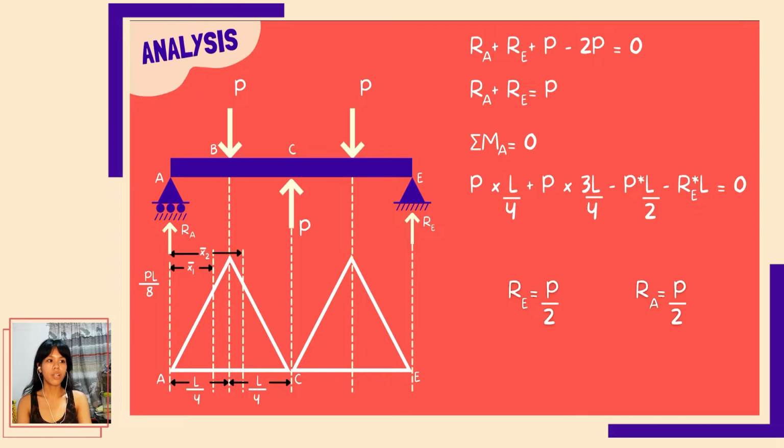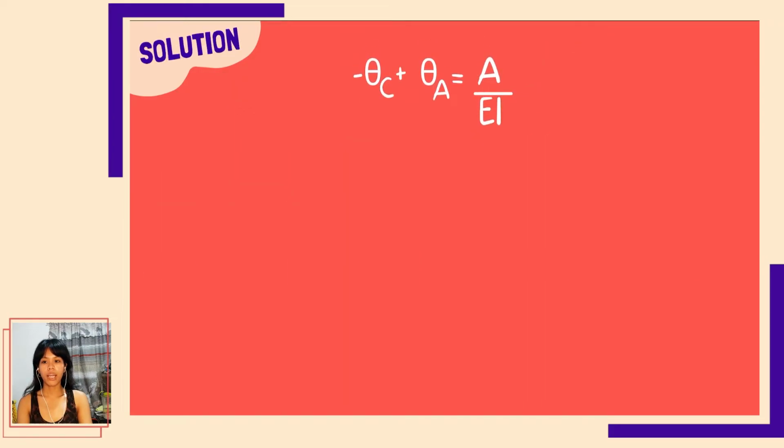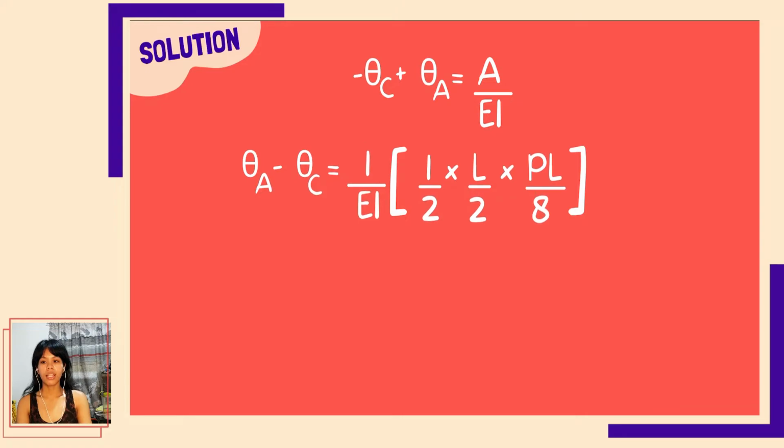Since the beam and its loading are symmetric with respect to the midpoint C, the tangent at C is horizontal and is used as the reference tangent. Referring to the sketch, we observe that since θC is equal to 0, we can write that θA minus θC is equal to the area over EI, and θA minus θC is equal to 1 over EI multiplied by the quantity 1/2 times L over 2 times PL over 8.